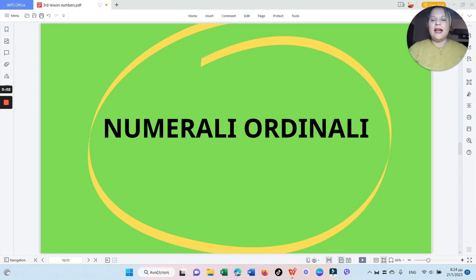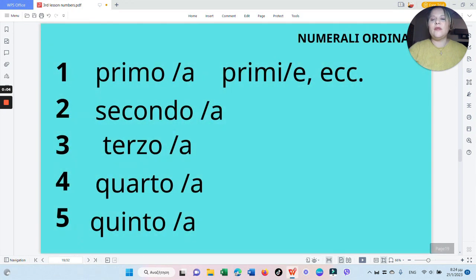Numeri ordinali. Primo, prima, primi, prime.